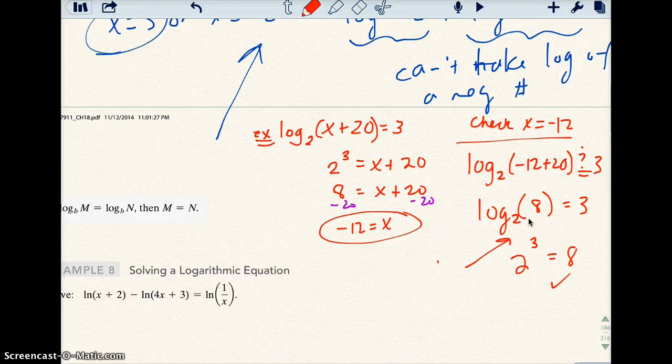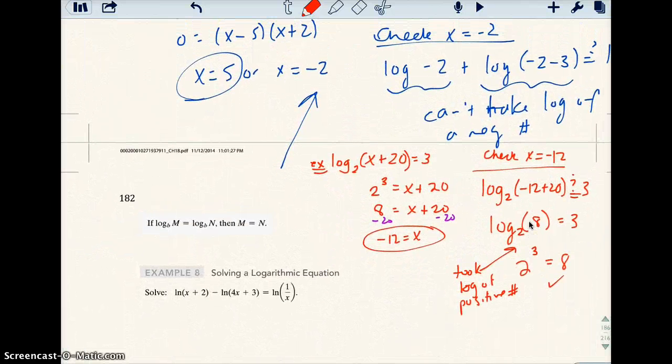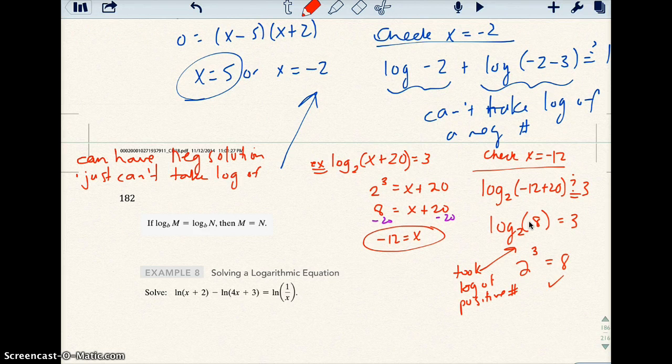So we took the log of a positive number. That's okay. Even though our answer is negative, I took a logarithm of a positive number. This ended up making it positive. So you can have a negative answer, you just can't take a negative logarithm. You can have a negative solution, you just can't take the logarithm of a negative number.